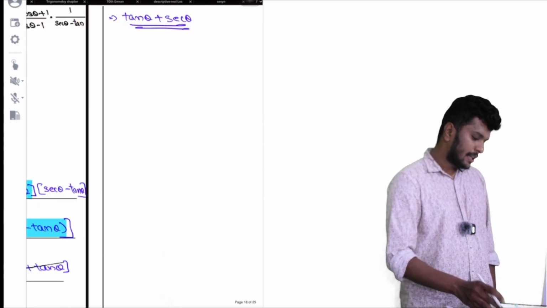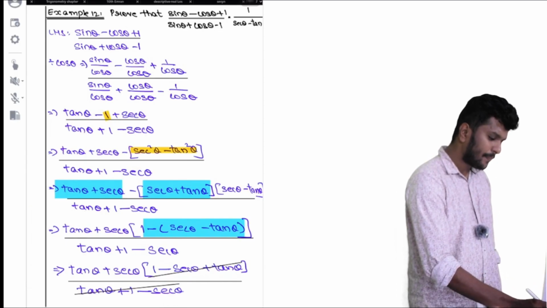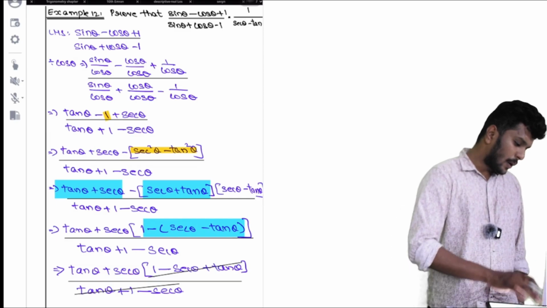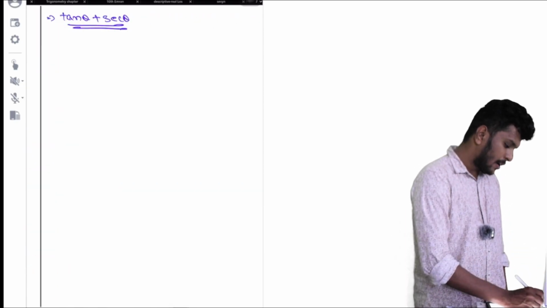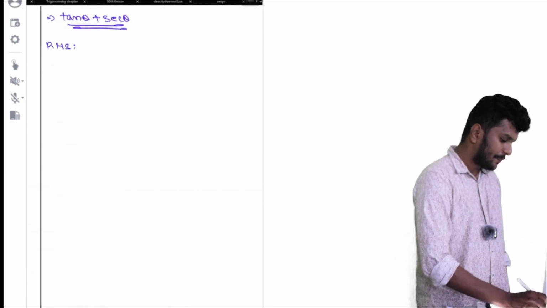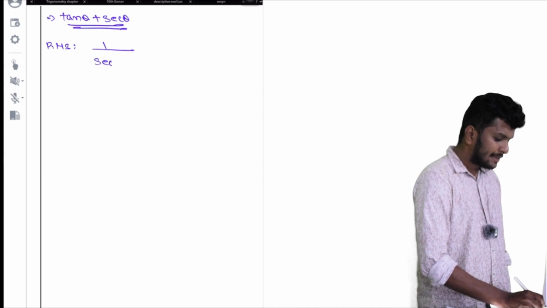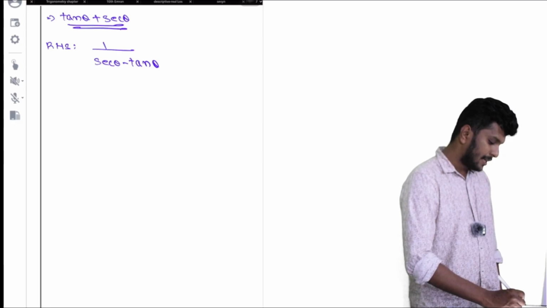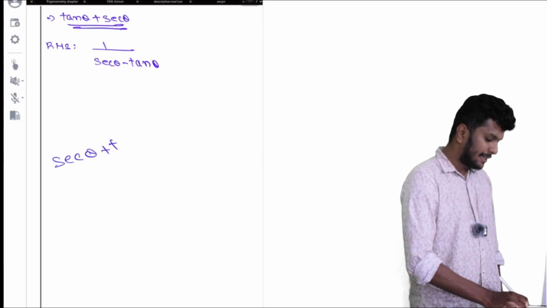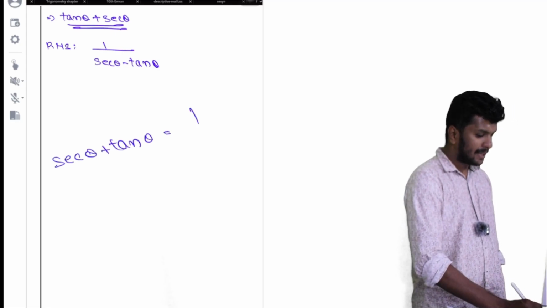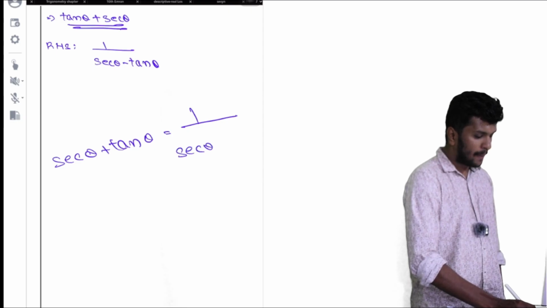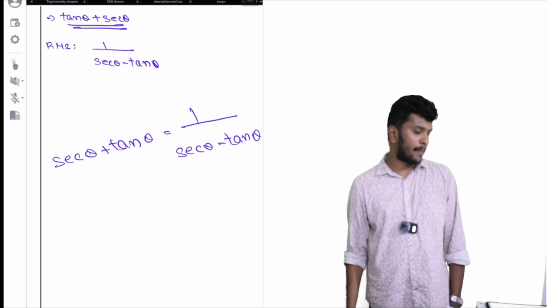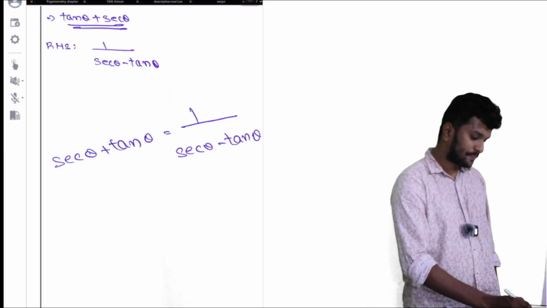Now we got this. Is that what we want here? No, we want 1 by sec theta minus tan theta. So now I'll take the RHS, 1 by sec theta minus tan theta. Always keep in your mind, you should know this: sec theta plus tan theta is the same as 1 by sec theta minus tan theta. They are exactly the same.